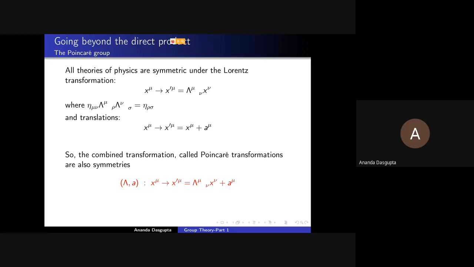So when you combine these two transformations, you get what is called a Poincaré transformation. It's denoted by lambda comma a, and what it does is change x mu to a new 4-vector x prime mu, which is lambda mu nu x nu plus a mu. So basically a matrix lambda acting on the 4 by 1 column vector x, plus a constant 4 by 1 column vector added to it. Any questions so far? Okay, so this is a shortened notation which is easier to deal with. Yeah, any question?